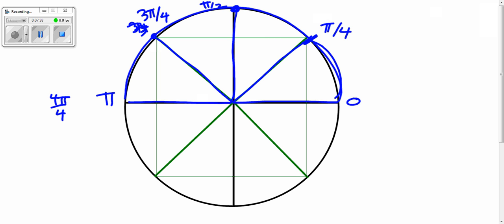And then hopefully you can see that you're going to keep going up by fourths. This would be 5 pi over 4. This would be 6 pi over 4, but 6 pi over 4 reduces to 3 pi over 2. And then this, of course, is 7 pi over 4. And we're back to 8 pi over 4, which is the same as 2 pi if we go all the way around. Okay? So that's our pi over 4 increments.